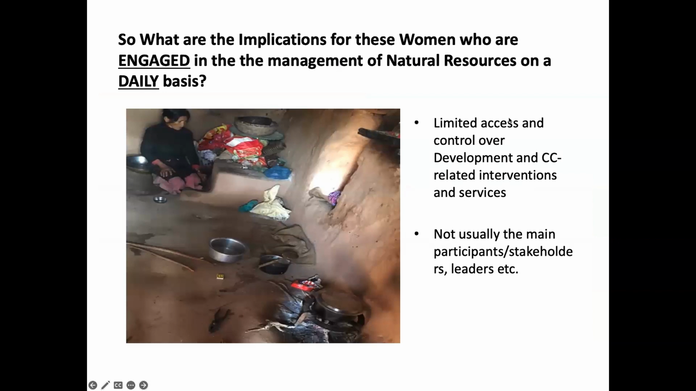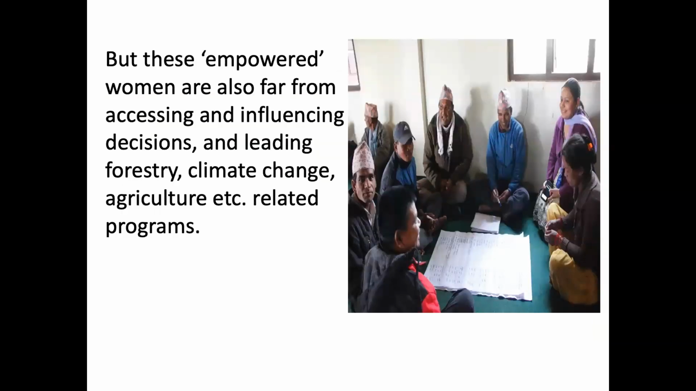So these are all pictures of women who are participating. These are usually organized, not part of the development interventions. This picture is of the Upper Mustang. Here it's the Maji community, very marginalized. And even in the Tarai, as I said, and in the hills, it's the same thing.